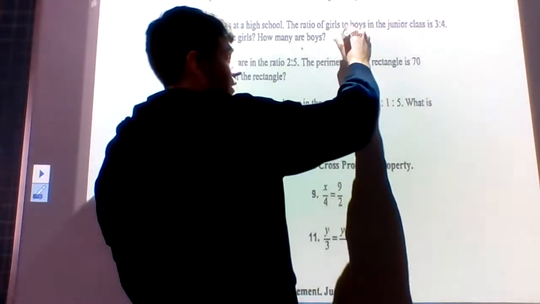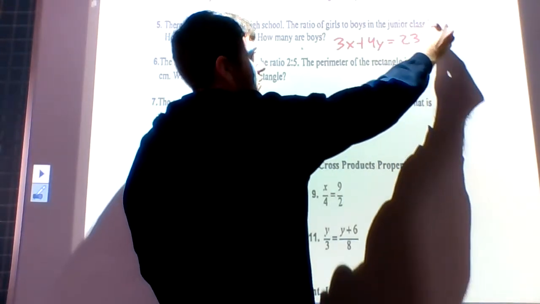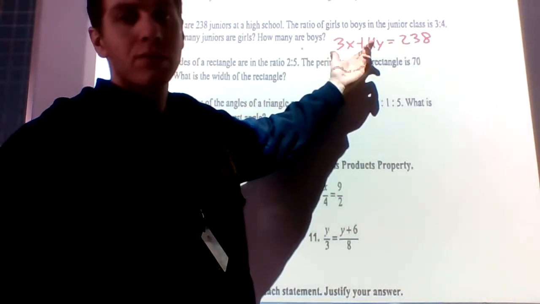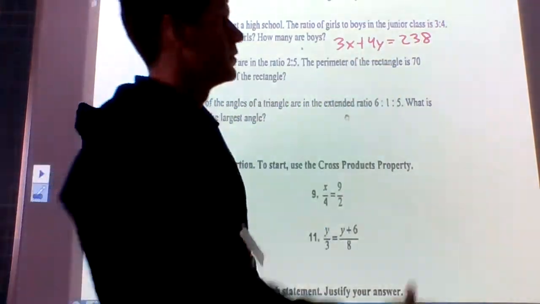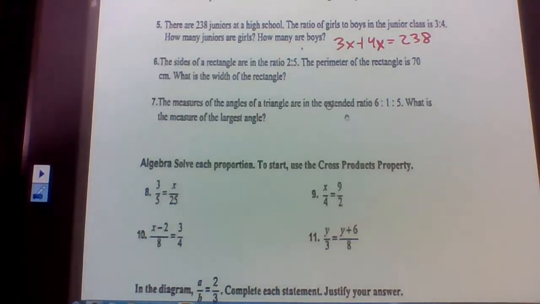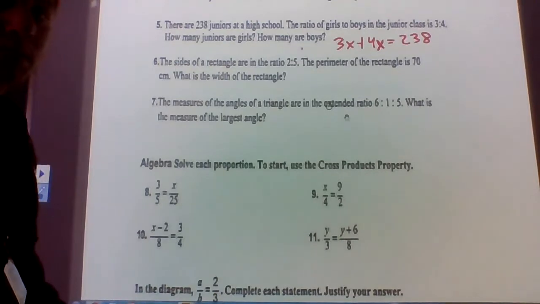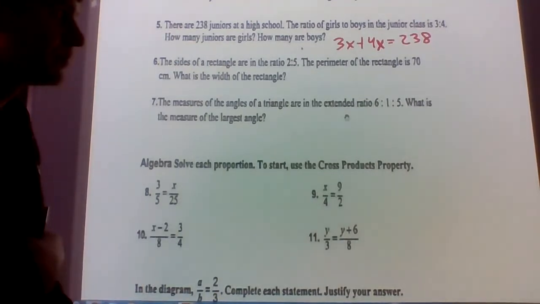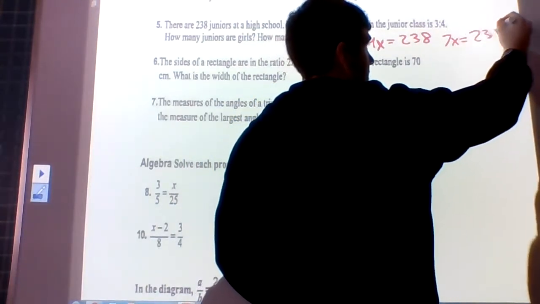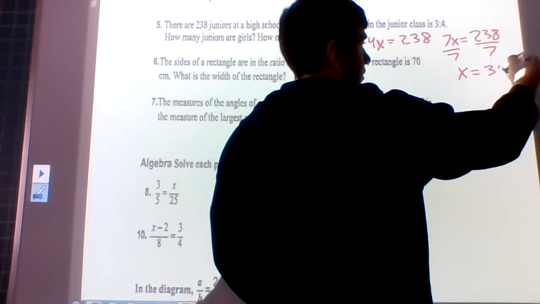So we're going to have 3x plus 4x equals 238. I'm sorry, I don't know why I put y. There's some multiple of 3 and 4 that when you add them together, you're going to get 238. We don't know what that multiple is, so we put in x. So we get 7x is 238. Divide by 7, and x is going to be 34.